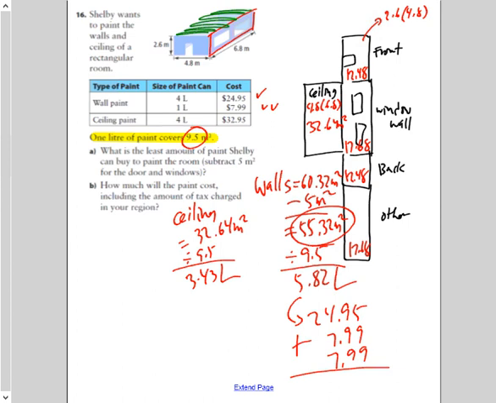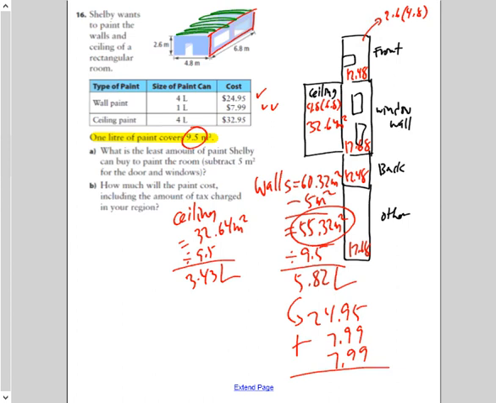And probably what you would have bought is 8 liters. In the real world, you would have bought 8. Why? In case you needed to touch up or scratch the paint off. If you ever need to do a touch-up 5-10 years down the road, you want to still have a good leftover bunch of paint so that you don't have to match it. But in this case, it's not asking for that. It says the minimum amount of paint.